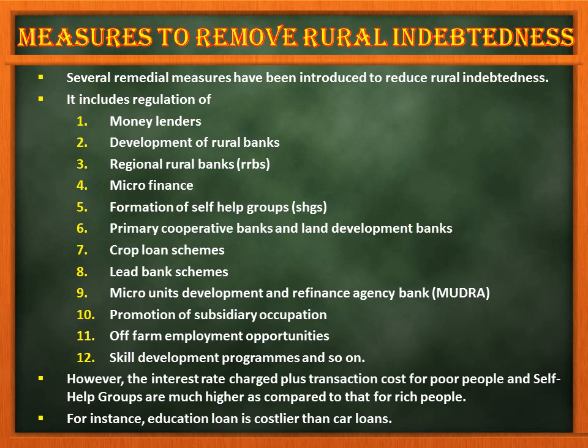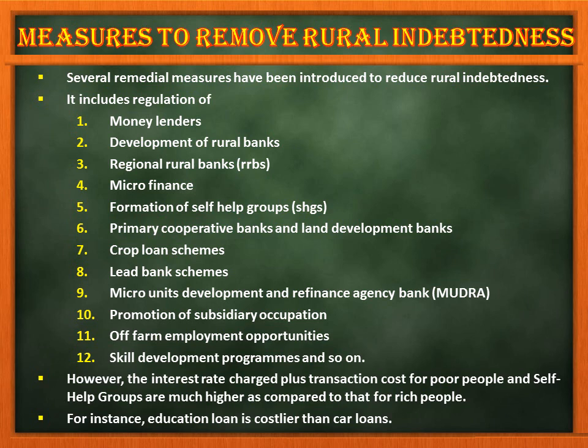Off-farm employment opportunities, that is, off-season, we have to provide employment for the farmers. And skill development program, proper training should be given for the agriculturist. However, the interest rate charged plus transaction costs for poor people and self-help groups are much higher as compared to that for the rich people. For instance, education loan is costlier than the car loans.